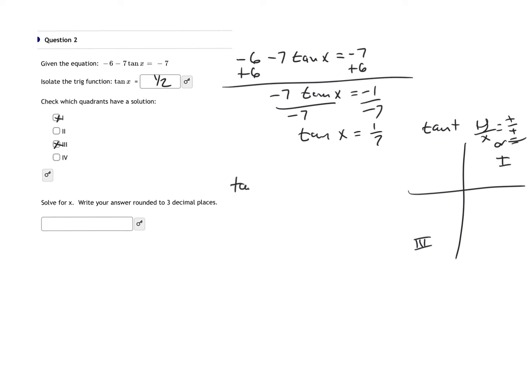So now I need to do the inverse tangent of 1/7, and that's going to equal 0.142 if you round it to 3 decimal places. Now, in order to find the second answer, because remember there's one in the first quadrant and there's one in the third quadrant, you just do pi plus 0.142, and when you do that, you should end up with something like 3.283 when rounded to 3 decimal places.